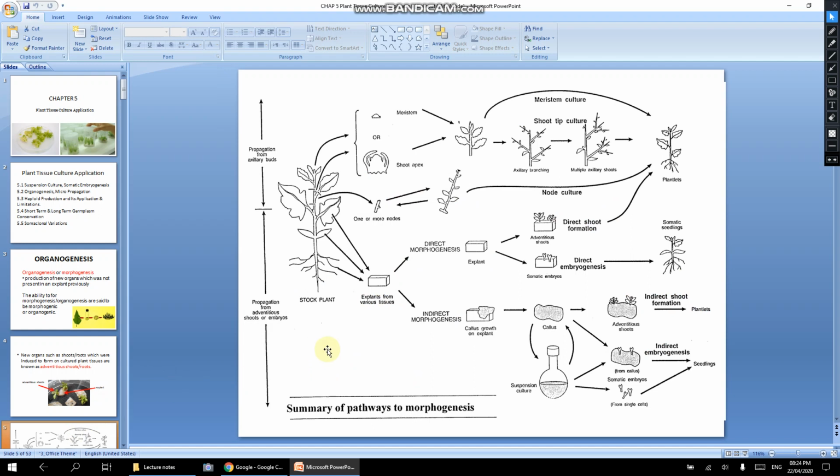And this is the figure that shows how from a stock plant we can get, from any parts, for example the meristems, the explant from various tissues, and they eventually will become a whole new complete plant. Okay, so the plant part is basically called morphogenic.